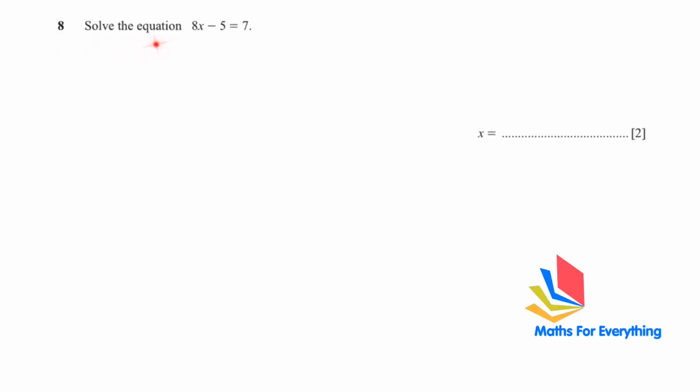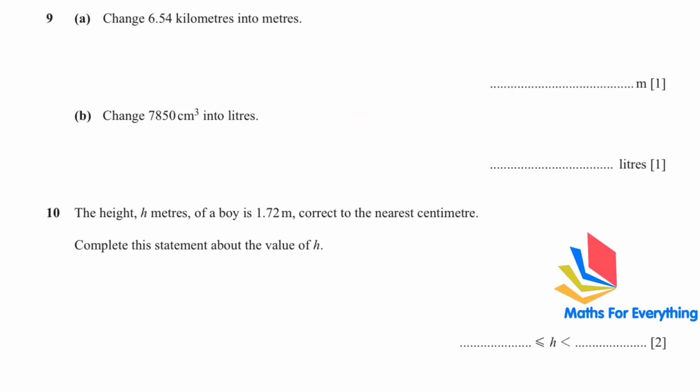Question number 8. Solve the equation 8x minus 5 is equal to 7. So we have to make x the subject. The negative 5 when you move to the other side will be positive 5. So 8x is equal to 12. And then x is equal to 12 divided by 8, which is 1.5. So x is equal to 1.5.